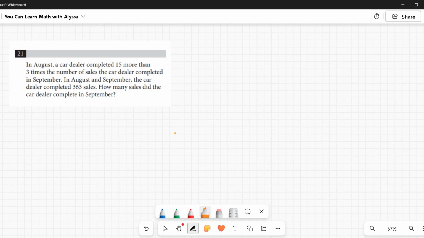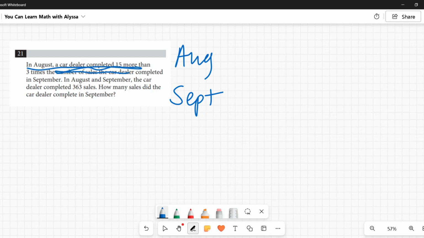21. In August, a car dealer completed 15 more than 3 times the number of sales the car dealer completed in September. In August and September, the car dealer completed 363 sales. How many sales did the car dealer complete in September? All right, so August and September. So it's saying in August, it did all this compared to what it did in September.